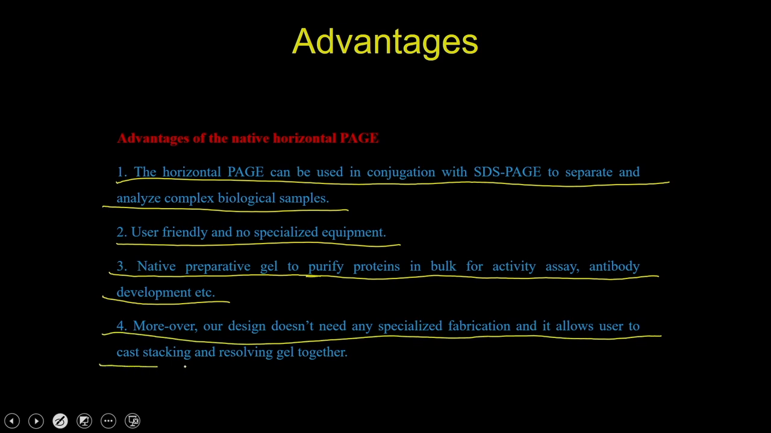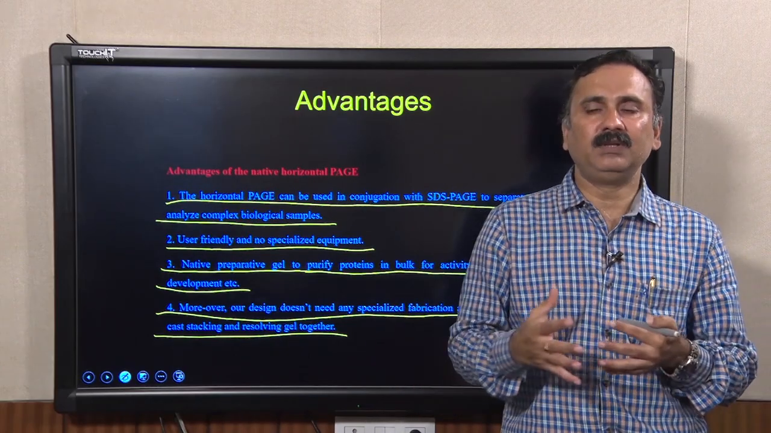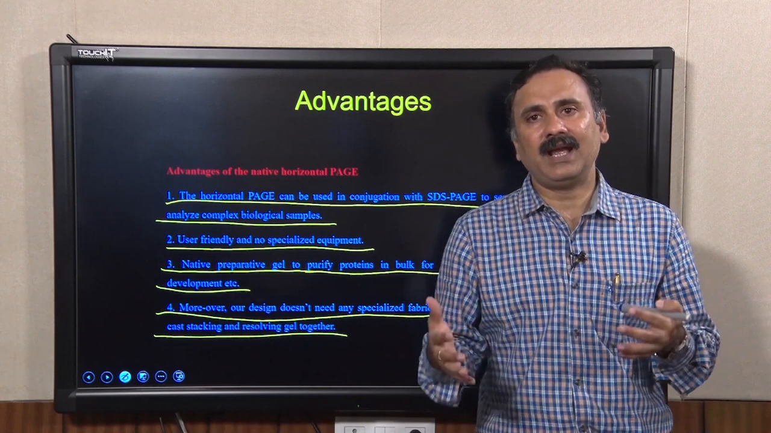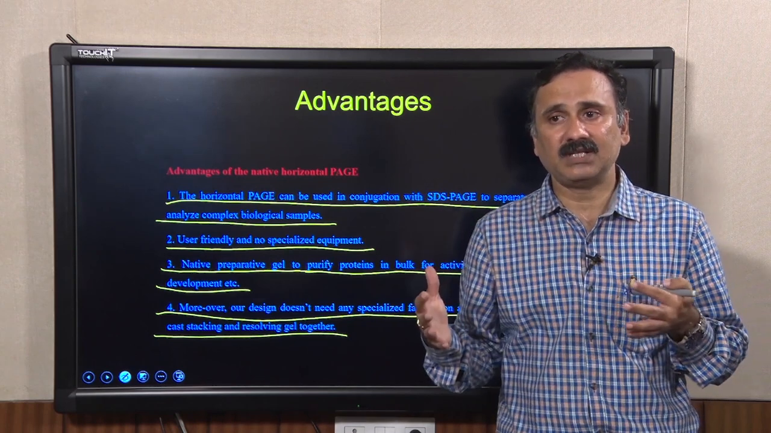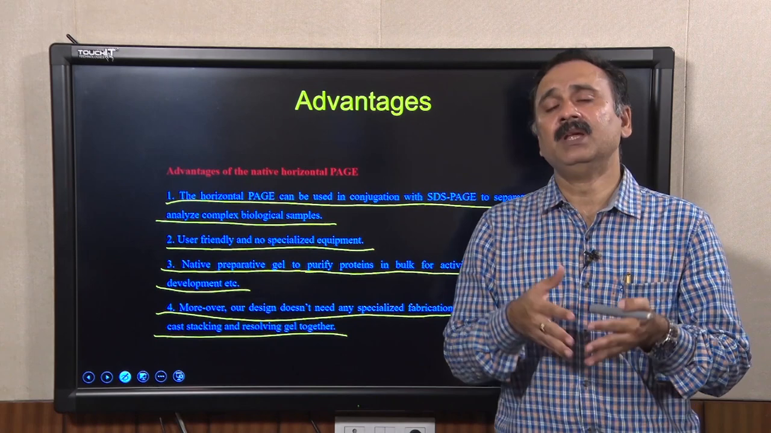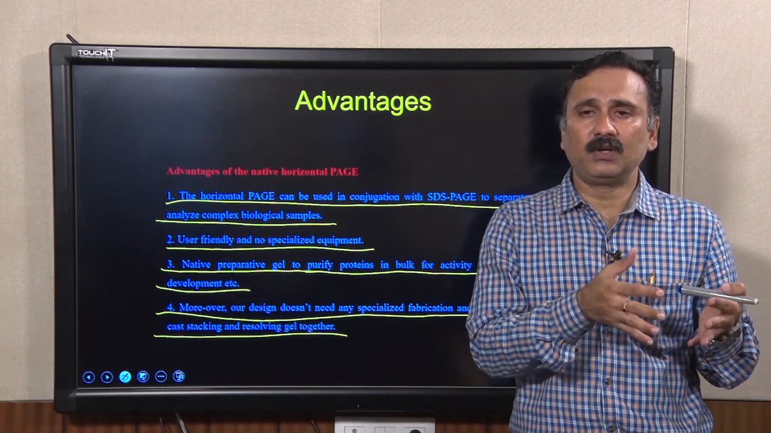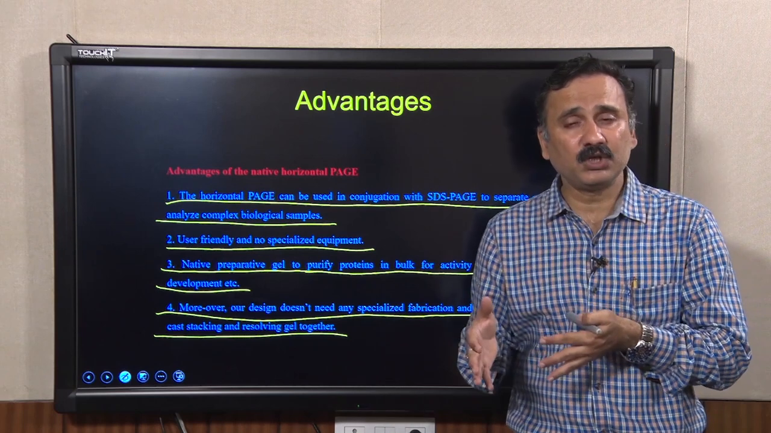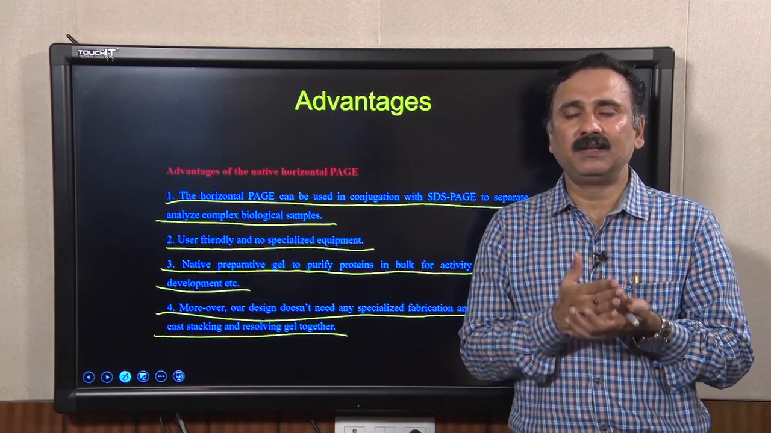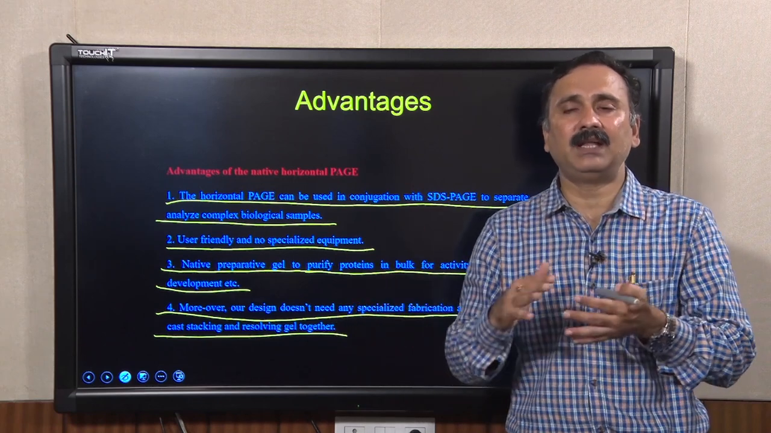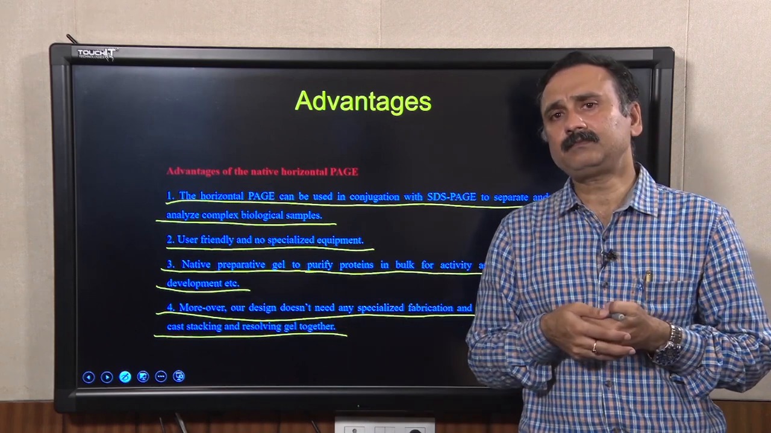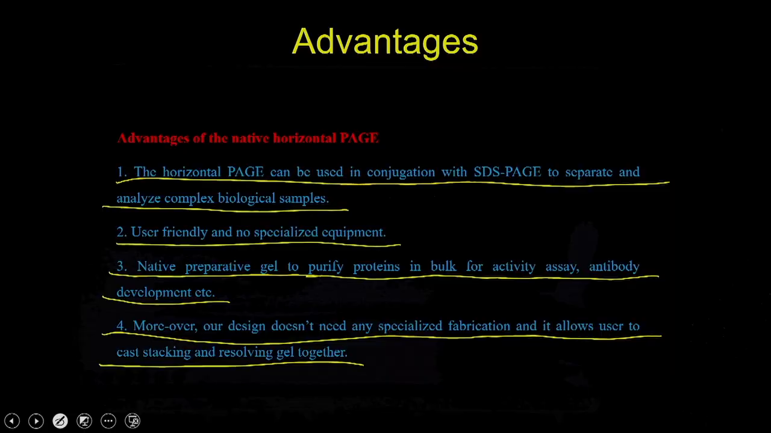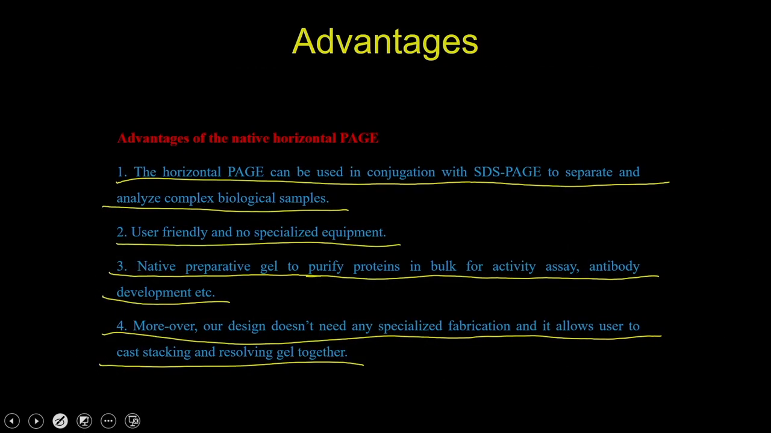It allows the user to cast the stacking and resolving gel together, which means the horizontal PAGE gives you many advantages, where you can resolve proteins that are positively as well as negatively charged, which are present in the sample together. Number two, because it resolves the sample based on the charge by mass ratio, you can utilize this gel in conjugation with SDS-PAGE, and that will allow you to resolve very, very complex biological samples. And another advantage is that it is user friendly compared to the other tedious horizontal PAGE apparatuses available.